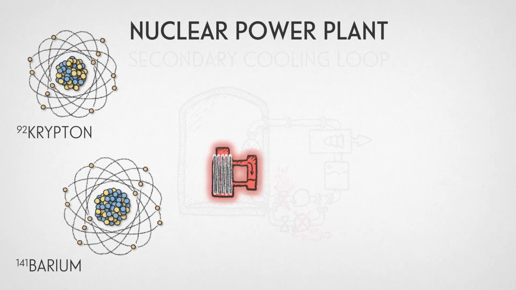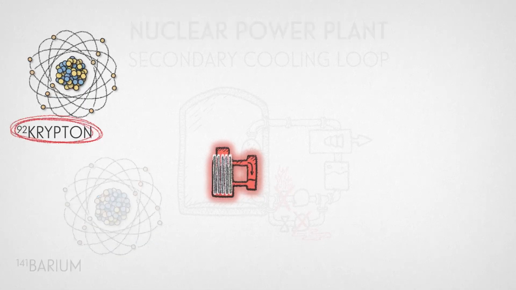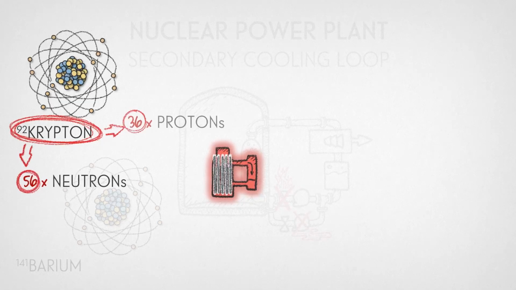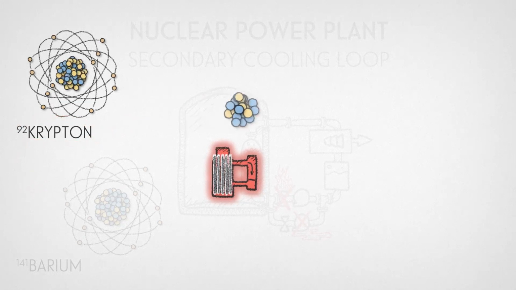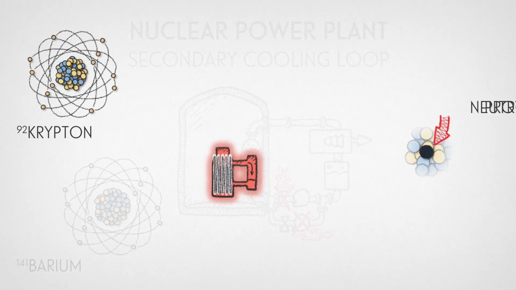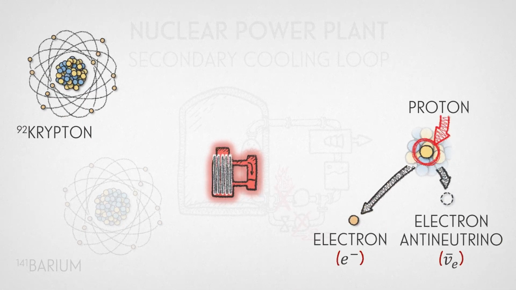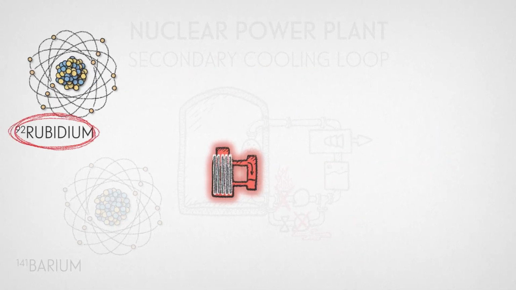One atom uranium splits into is called krypton-92 and has a nucleus with a total of 92 neutrons and protons. It has way more neutrons than protons, making it very unstable. Now, neutrons can change into a proton plus an electron and another particle called an electron antineutrino. This creates more heat in a process called beta decay. Now we have a rubidium-92 atom and a dangerously hot reactor core.